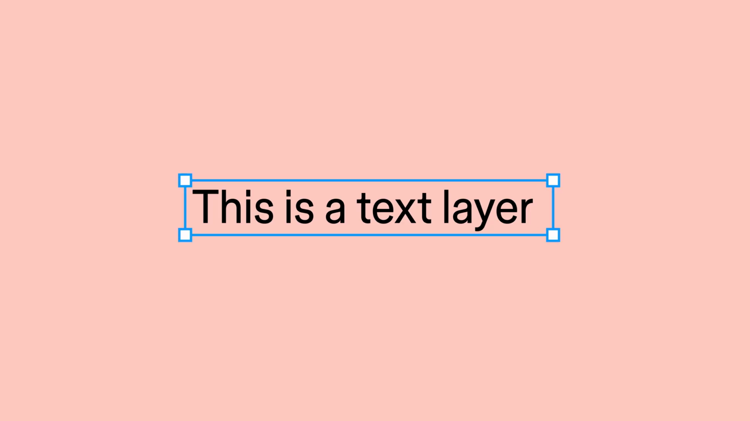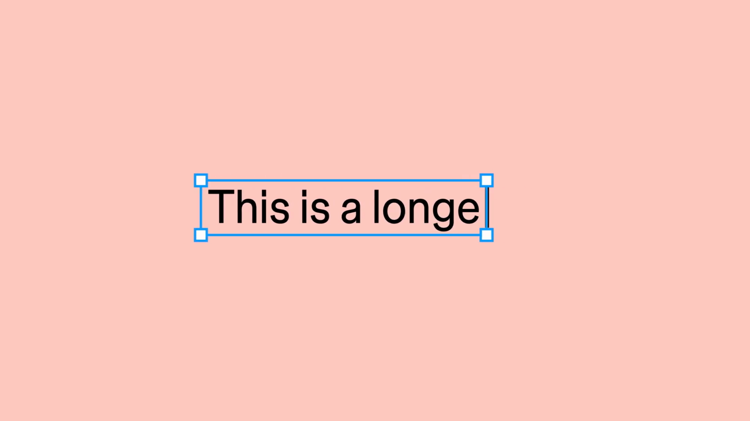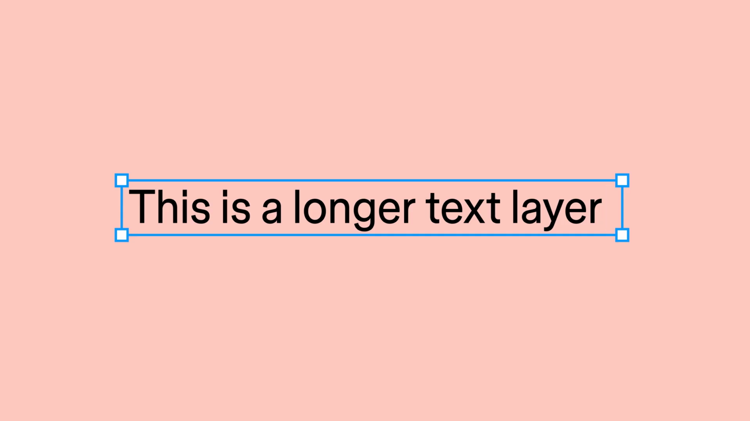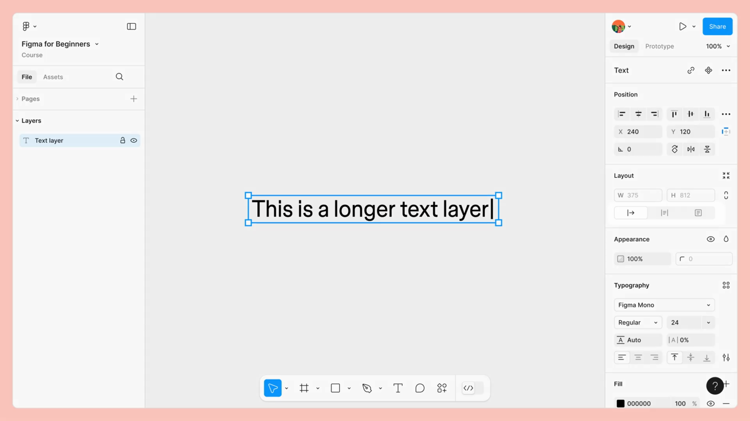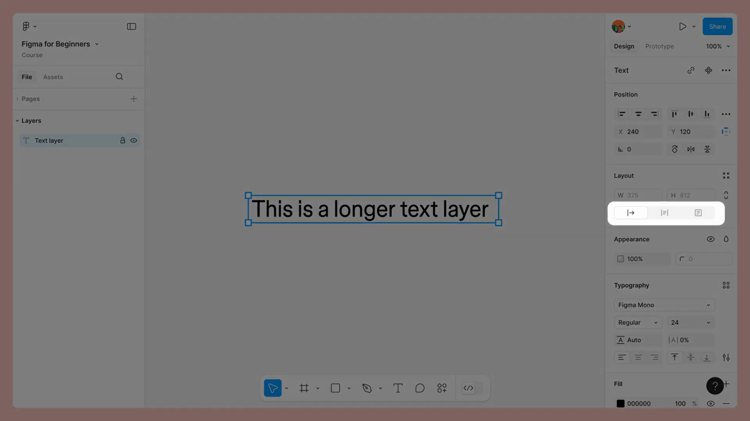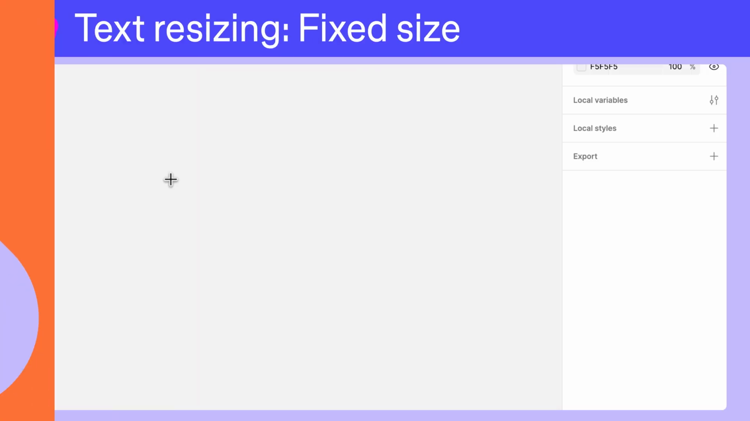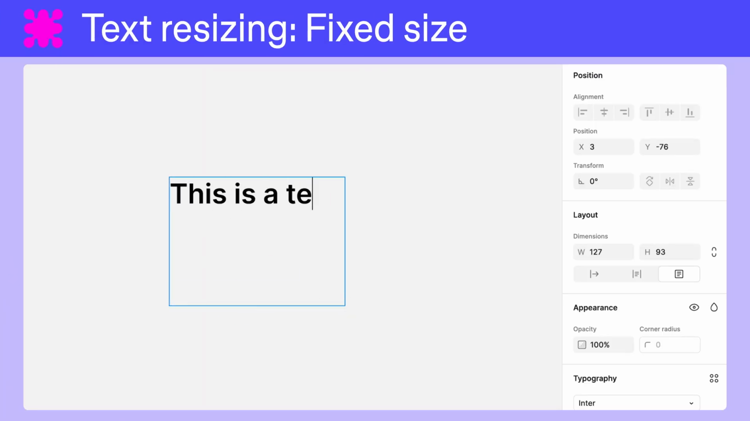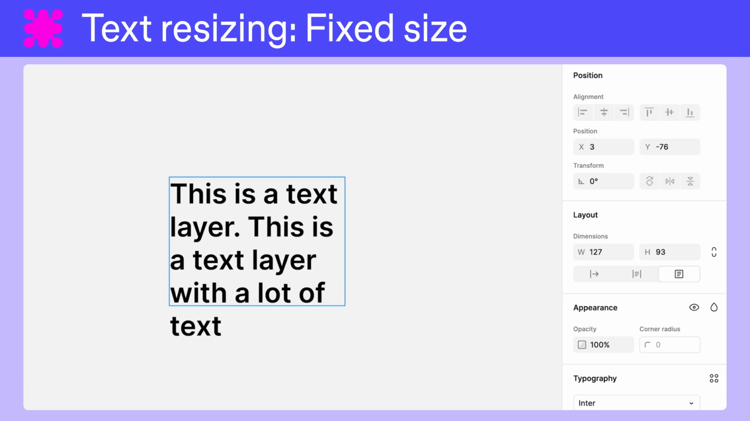Text layers have a resizing property that determines how the layer's dimensions, indicated by the bounding box, will respond when we change its contents. This property is set automatically based on how we created the text layer, but we can update the setting at any time in the layout section of the right sidebar. If we click and drag to create a text layer, Figma assumes we want the text layer to be those exact dimensions and sets the resizing to fixed size. This means the width and height of the text layer will stay the same no matter how much text content there is.